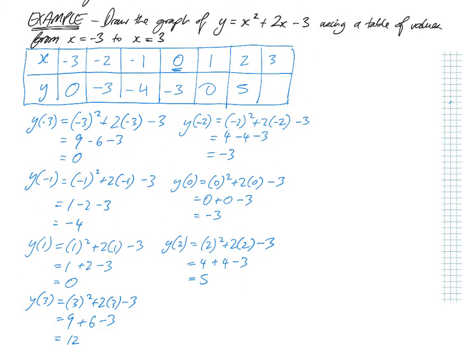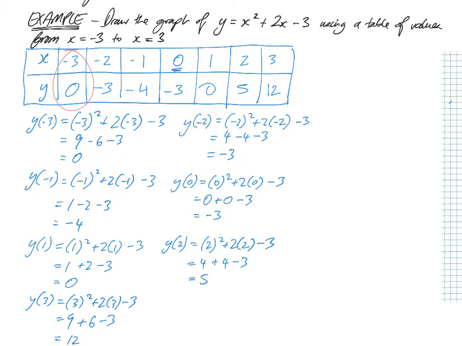So we have a filled table of values. These pairs of x and y are coordinates. So all we need to do is plot them and connect the dots, and we've got a quadratic graph drawn.